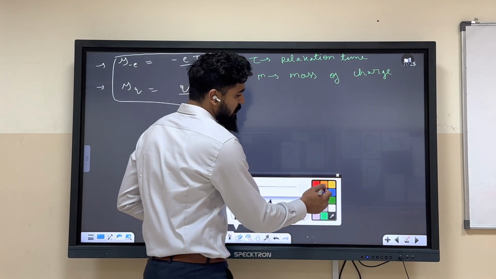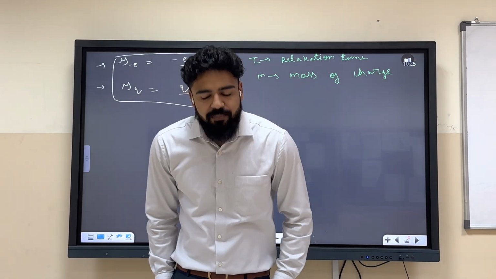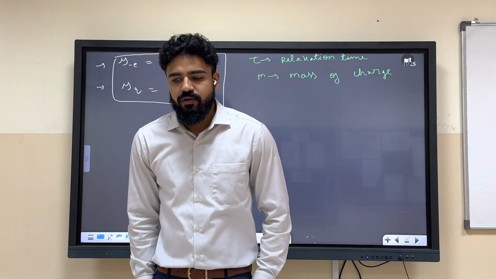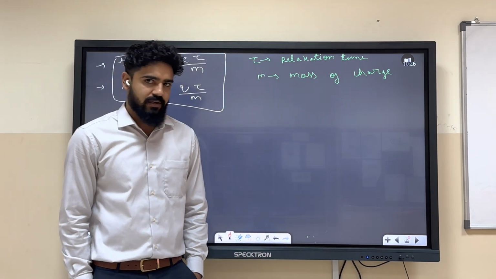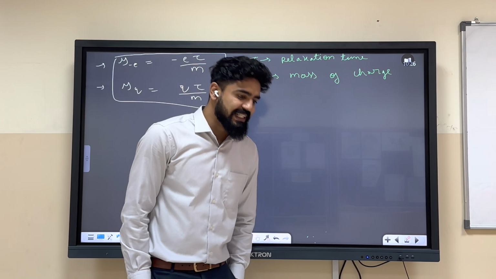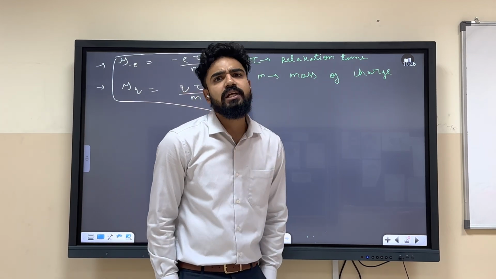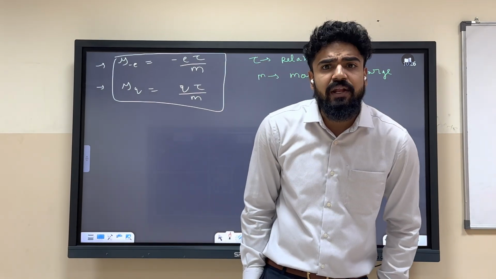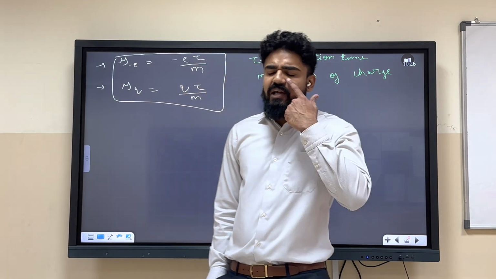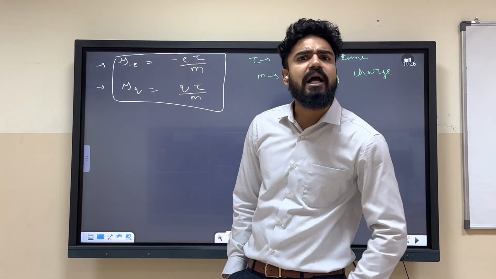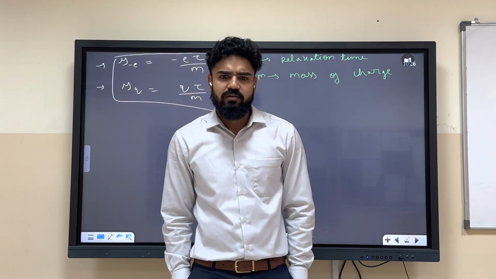Now, the next topic is very important. That is how you will set up the relation between current and drift velocity. Very important thing. Before discussing this, let's discuss what current is. As we discussed, it was charge upon time. So what do you understand by charge upon time? You will say, sir, charge is there, time is there, that is current.